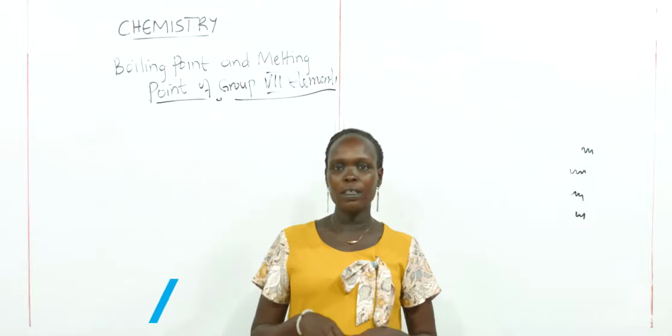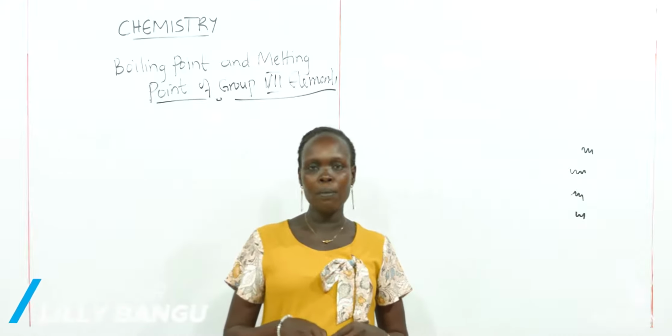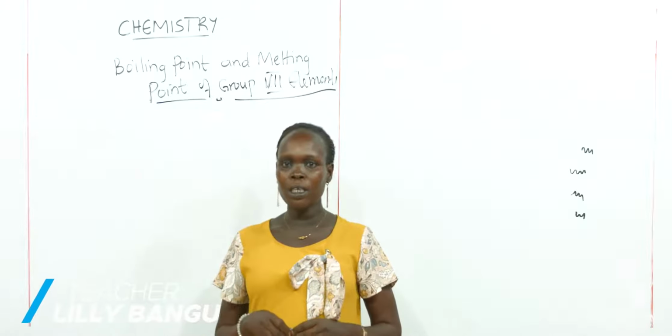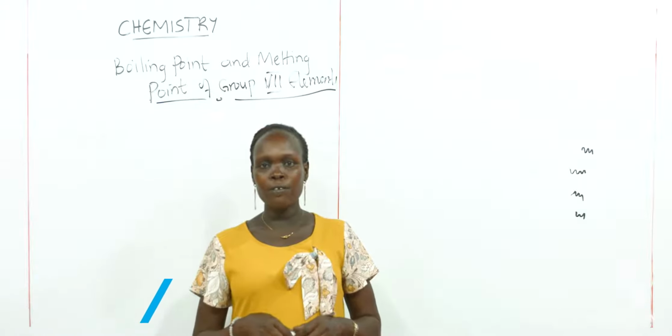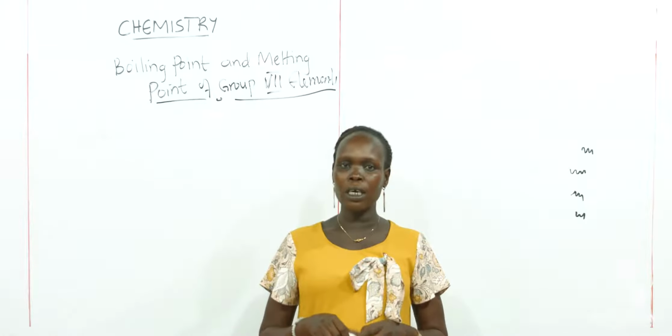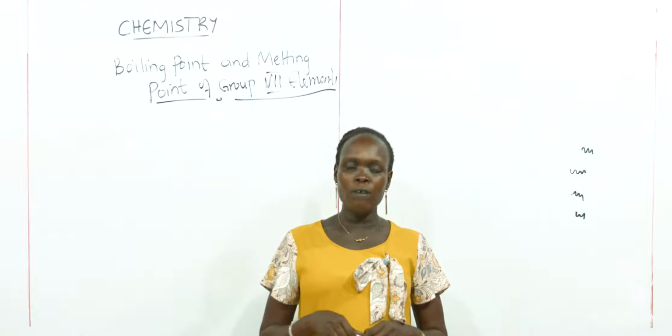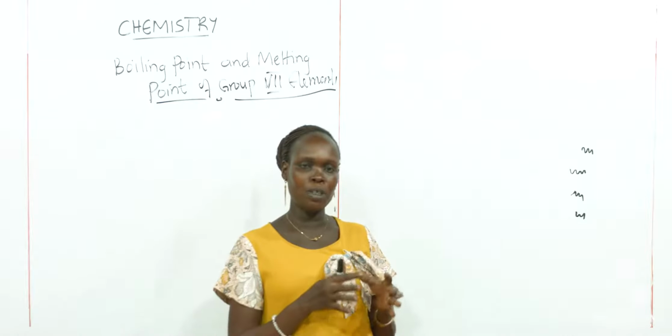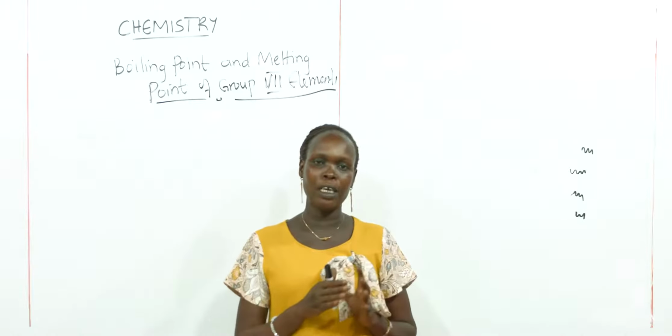Hello learners, this is Education Online program and our subject is chemistry and the topic is one of the physical properties of group 7, which is the boiling point and the melting points of group 7, which are the halogens. So as we talk of the boiling point and the melting point, it is a special case whenever you deal with any other group.